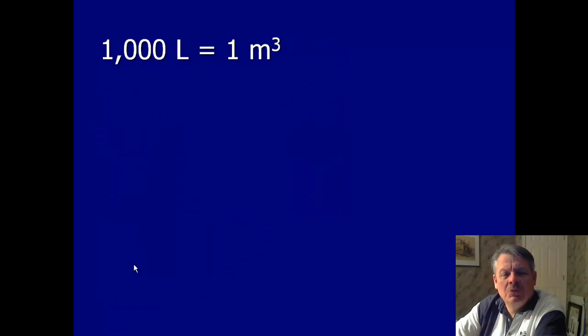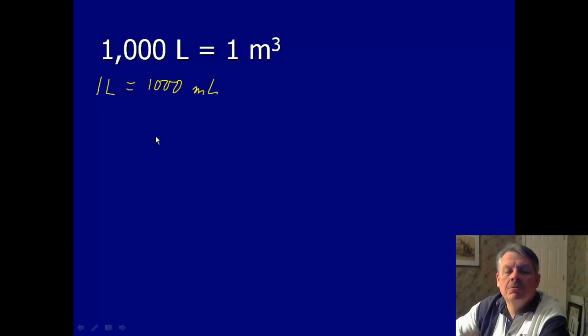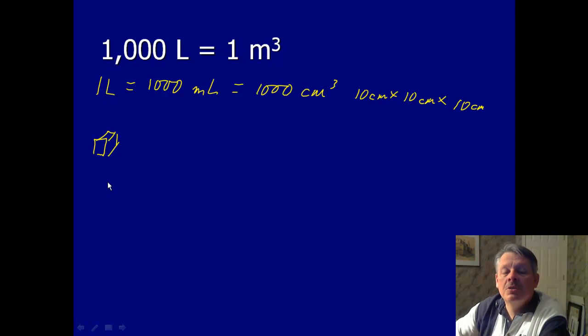Really? Sure. Let's think about this for a second. 1,000 liters equals a cubic meter. Really, do I believe that? Well, how big is 1,000 liters? How big is a liter? Well, 1 liter equals 1,000 milliliters. Okay, that's cool. So that's equal to 1,000 cubic centimeters, right? We just did that a minute ago. So that means that that's 10 centimeters times 10 centimeters times 10 centimeters. That's what cubic means. So I have a box. It's 10 centimeters by 10 centimeters by 10 centimeters.